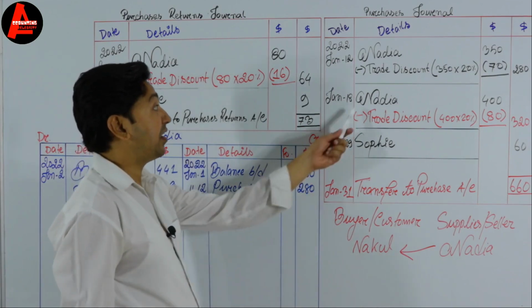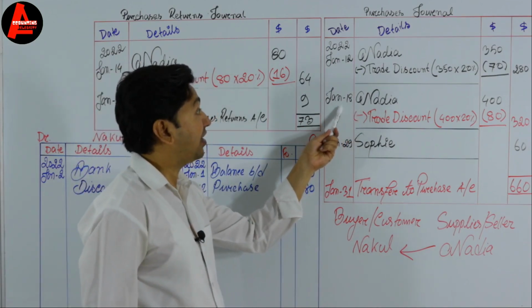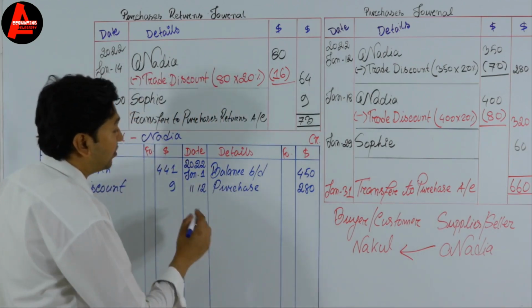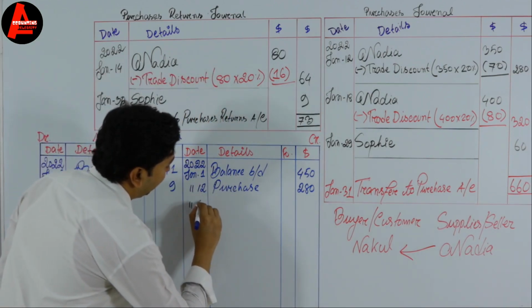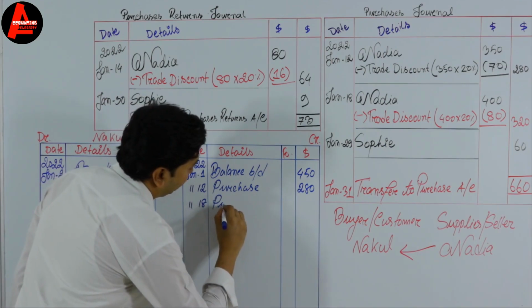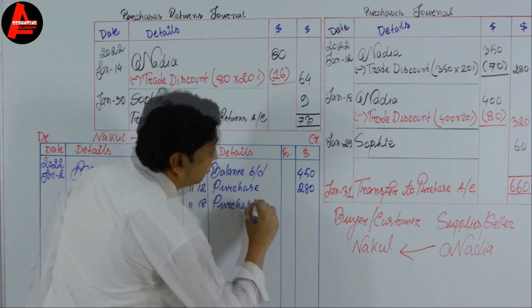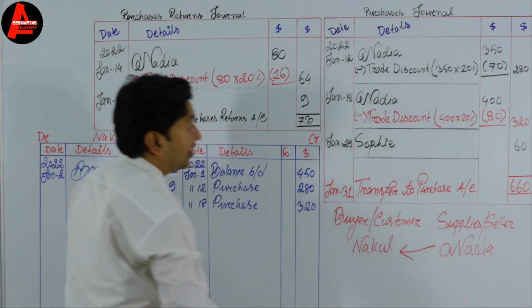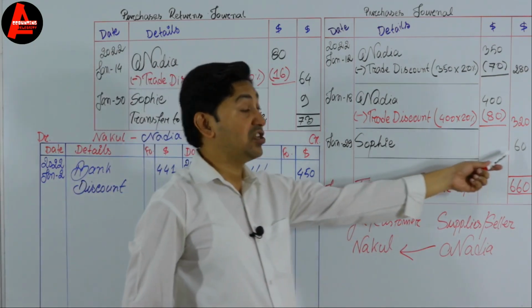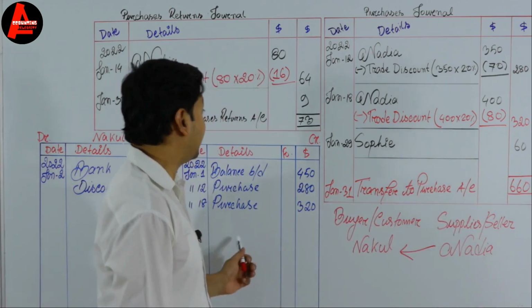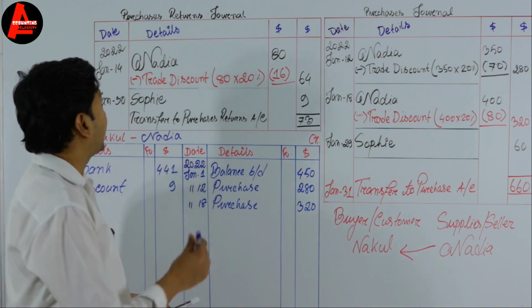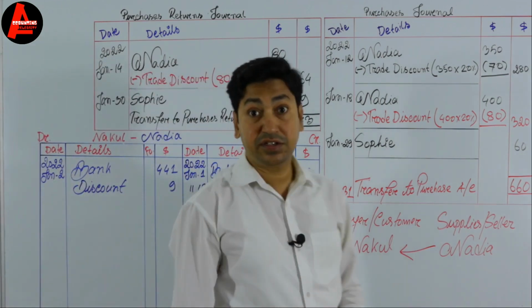Again we have Nadia on January 18, it is $320. So again we will write here purchase on January 18, and the amount is $320. Sophie's transaction we will not include here in Nadia's ledger. So that is finished.